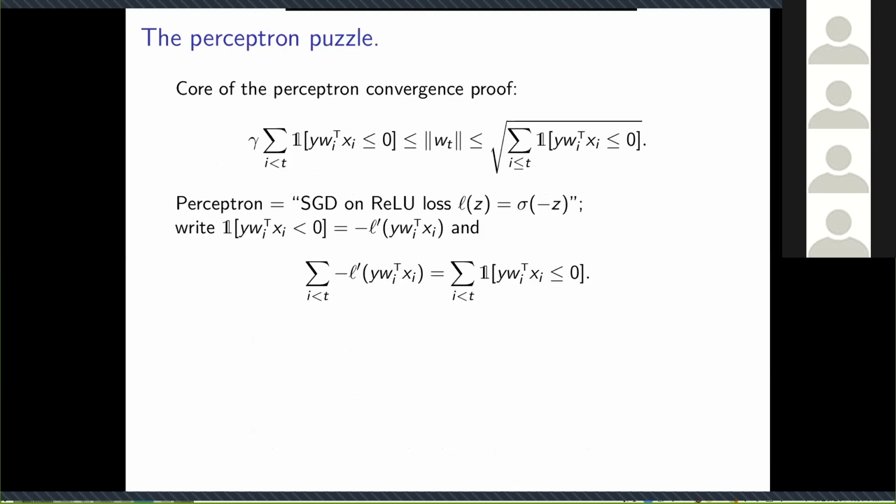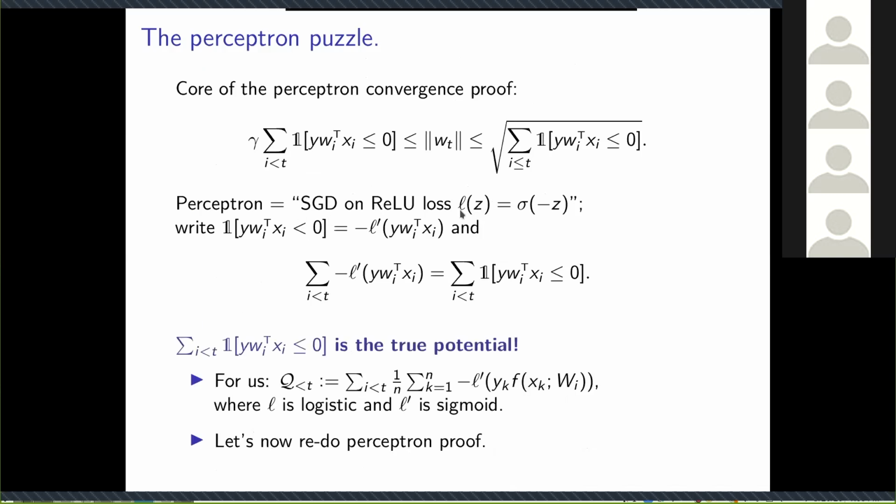In the perceptron convergence proof, if we treat it as SGD on ReLU loss, like I mentioned earlier, then the quantity, which is the number of mistakes up to time t, if we use the logistic loss, not the ReLU loss, becomes this quantity, which is the average of the derivatives of the losses on the examples up to time t. So this is a pretty interesting quantity.